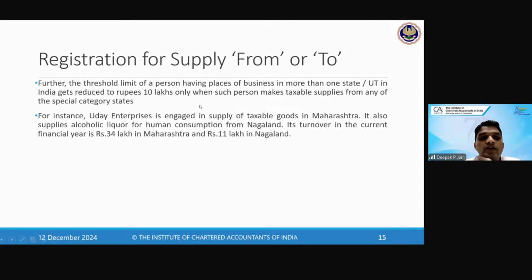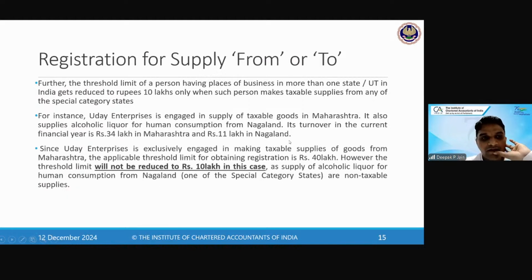Again, another example here. Uday Enterprises is engaged in supply of taxable goods in Maharashtra. It also supplies alcoholic liquor in Nagaland. Nagaland is a special category state where the limit is only 10 lakhs. Its turnover in the current financial year is 30 lakhs in Maharashtra and 11 lakhs in Nagaland.